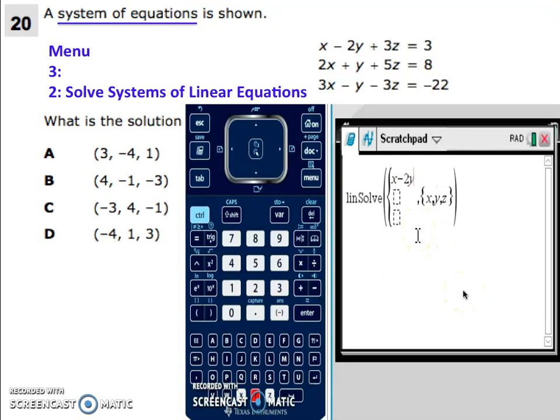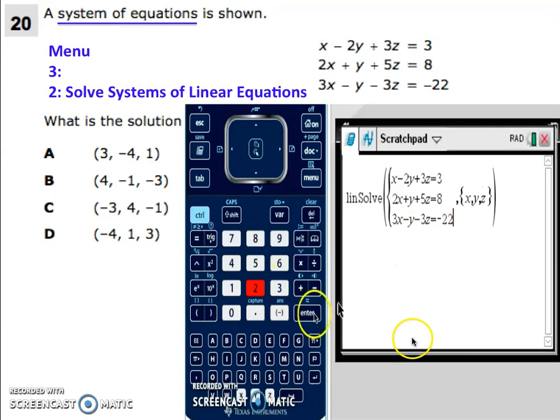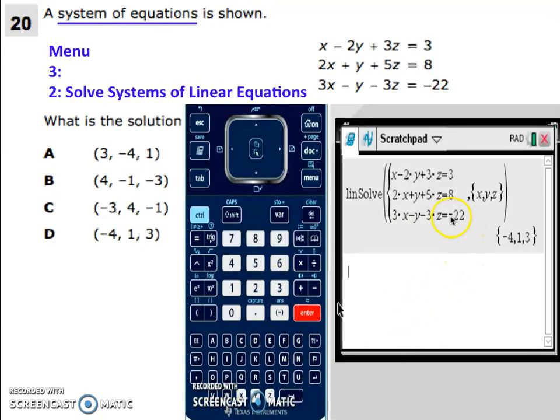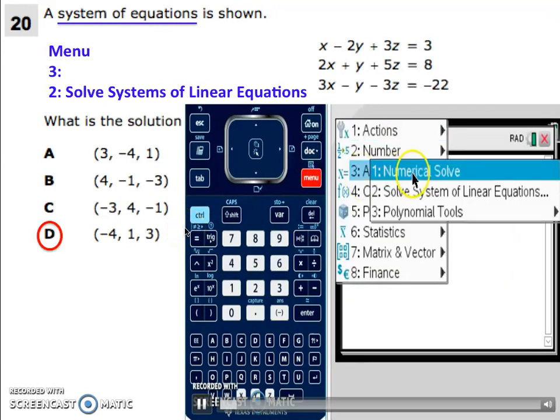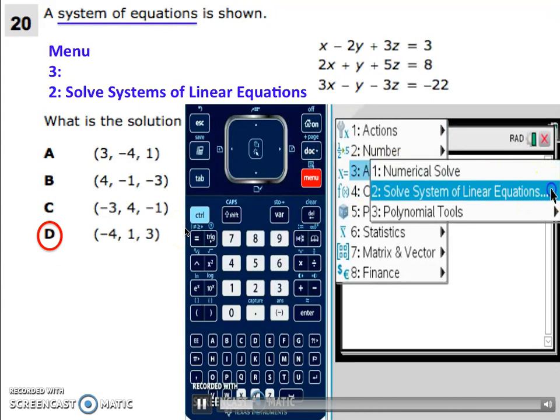x minus 2y plus 3z equals 3. 2x plus y plus 5z equals 8. And the last one I'll type by hand manually because I want to make sure you understand: 3x minus y, minus 3z, so make sure you look at the right one that I'm clicking, equals negative 22. You always use the little white negative one when it's the first piece at the front of it. So the answer is (-4, 1, 3). Okay, so my answer is D.